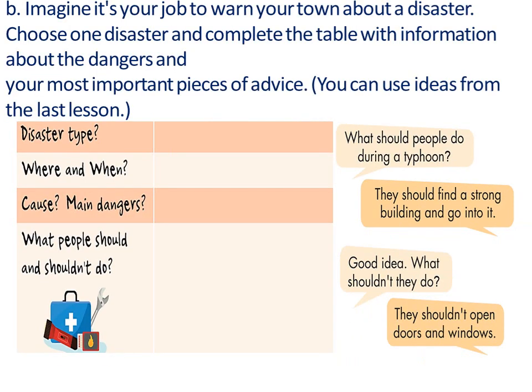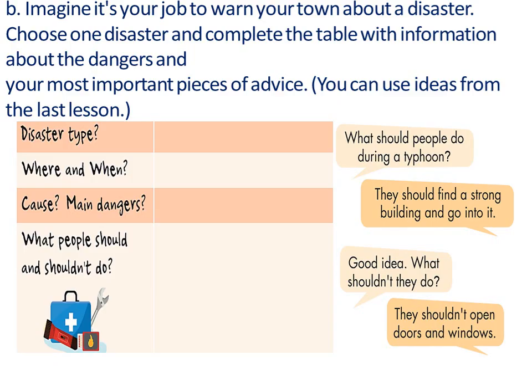Now, for B, we can imagine you are a reporter warning your town about a disaster. Choose one disaster and complete the table with information about the dangers and your most important pieces of advice. So you can use ideas from the last lesson you learned here.